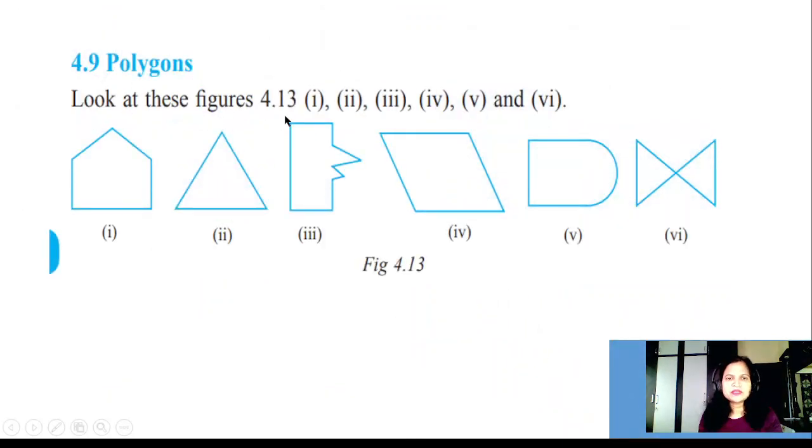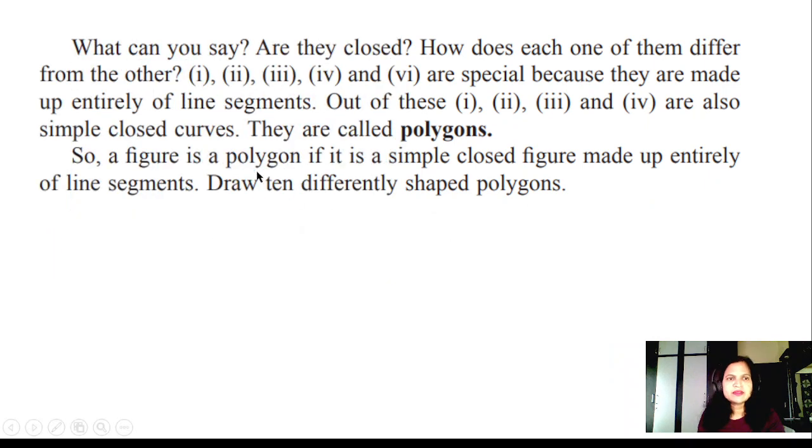Look at these figures. 1, 2, 3, 4, 5, 6. All these are closed figures. But these are not random figures. These are joined with straight lines, curved lines. They have a particular shape here. What can you say? Are they closed? Yes, they are closed. How does each one of them differ from the other? They are special because they are made up entirely of line segments.